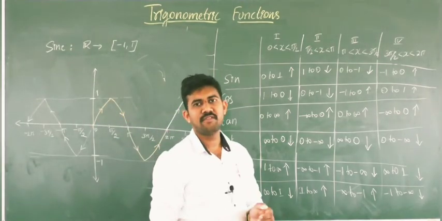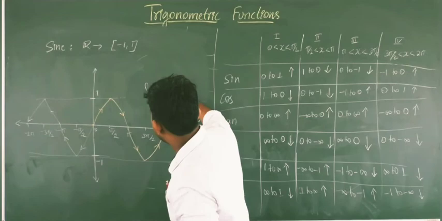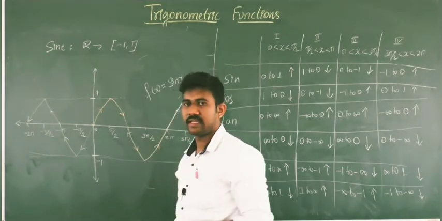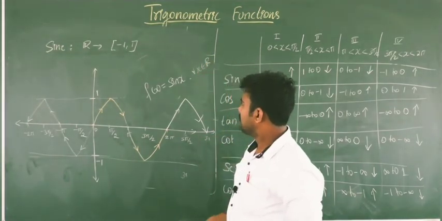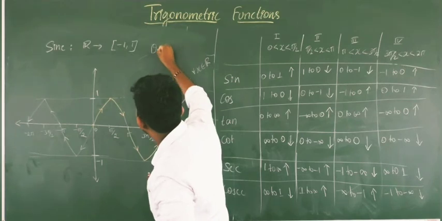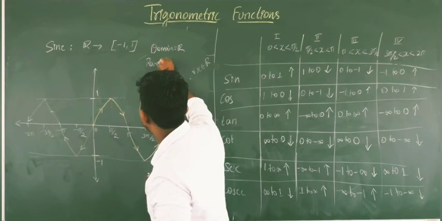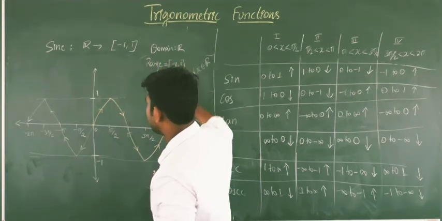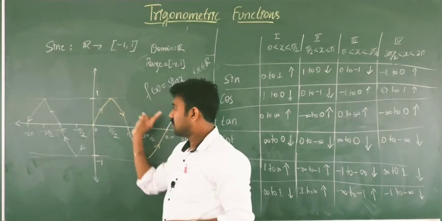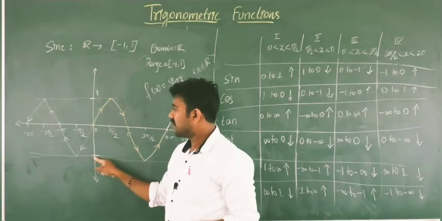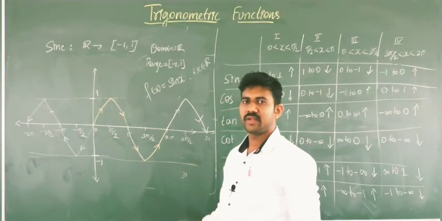This is the graph of the sine function, where x belongs to real numbers. What is the domain of this function? The domain of this function is real numbers. What is the range of the sine function? The closed interval minus 1 to 1. The image elements we get are from minus 1 to 1, and for the domain you can take any real numbers. So this is the graph we get of the sine function.